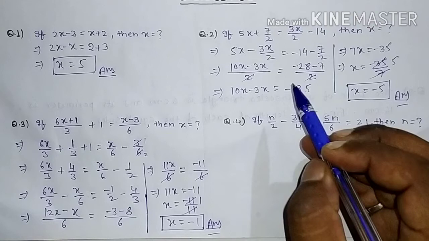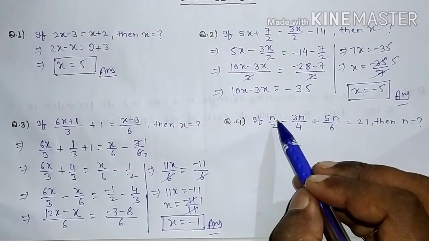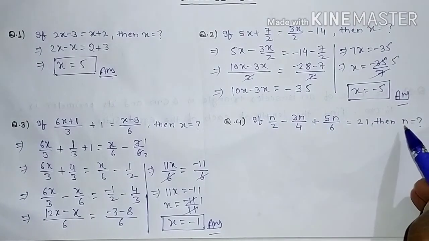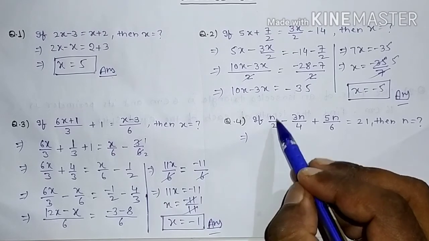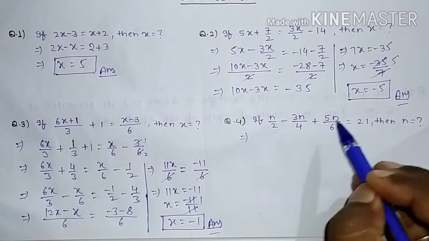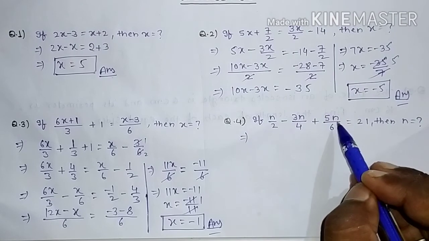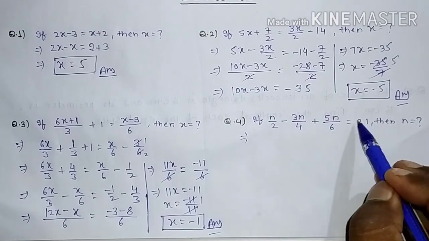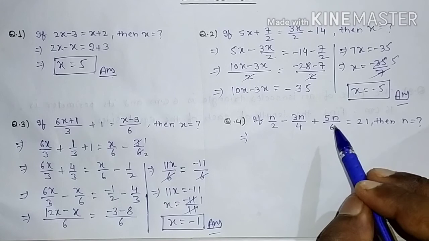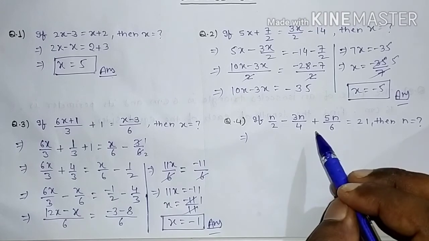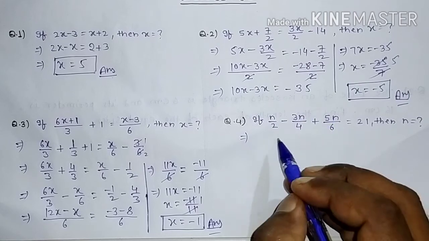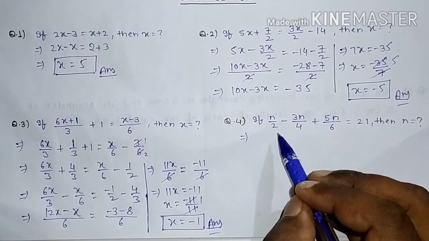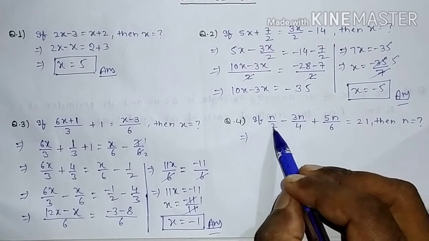The next question, that is question number 4. If the equation is given here, we have to find the value of n. Simply, n by 2 is variable part, 3n by 4 and 5n upon 6. These three are variable parts and 21 is number. So there is no need to take variable part to one side because it is already here. These three are variable parts. So just simplify it. First of all, we have to take LCM of 2, 4 and 6.